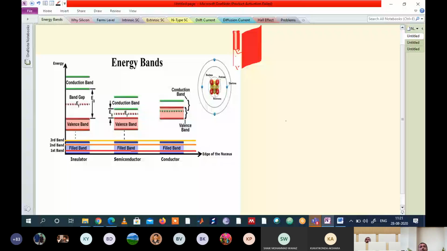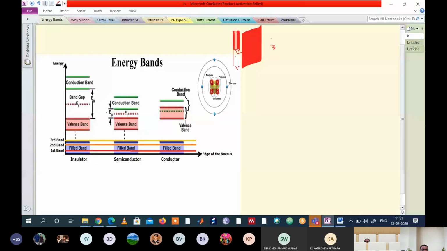If you combine all energies of first orbit electrons, it is called first energy band. If you combine all energies of second orbit, it is called second energy band. If you combine all energies of third orbit, it is called third energy band. Now you can see this figure here. The first band. See the figure here.